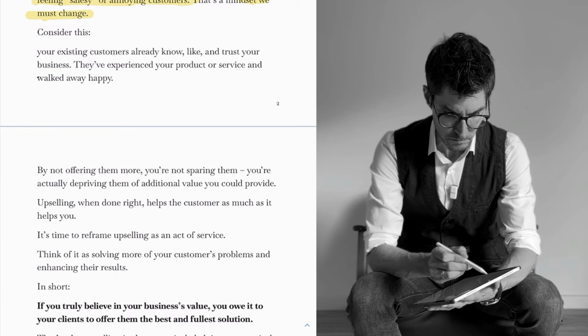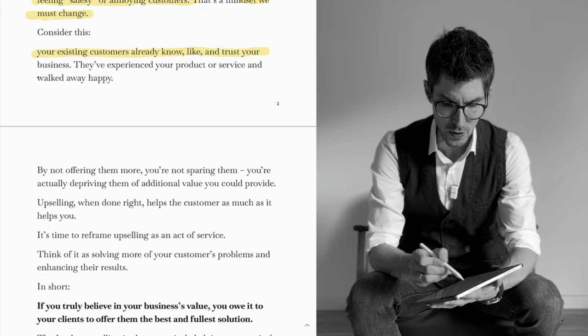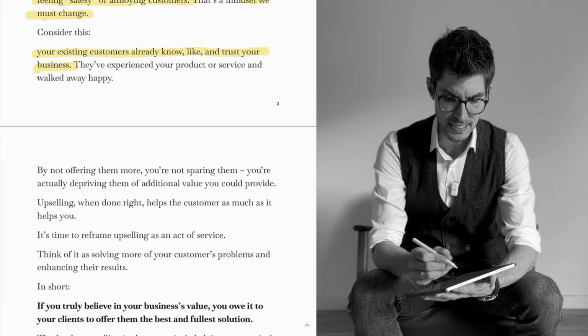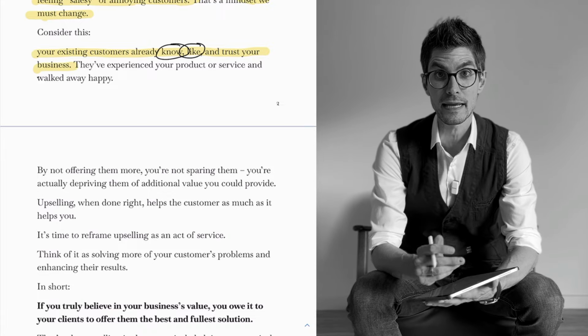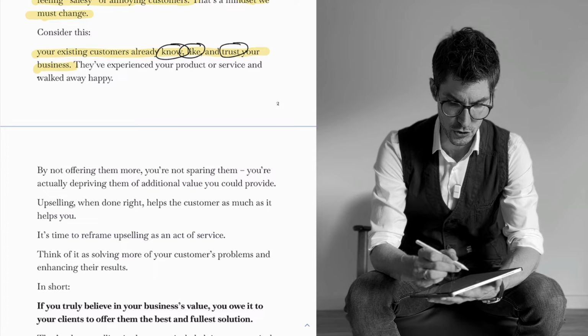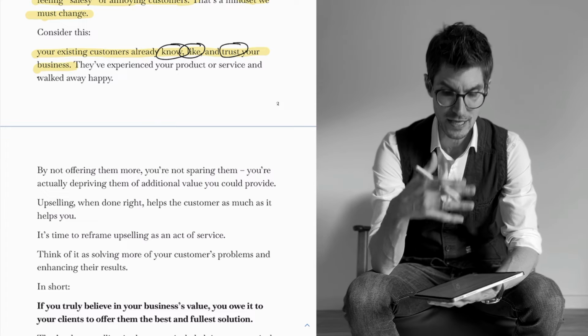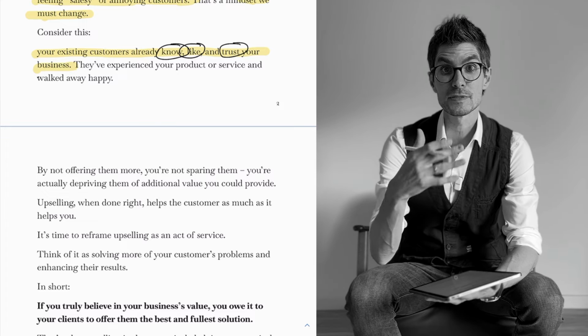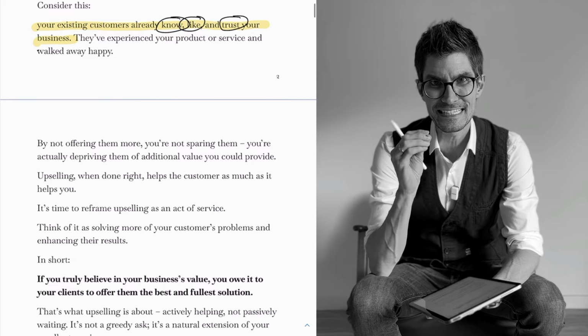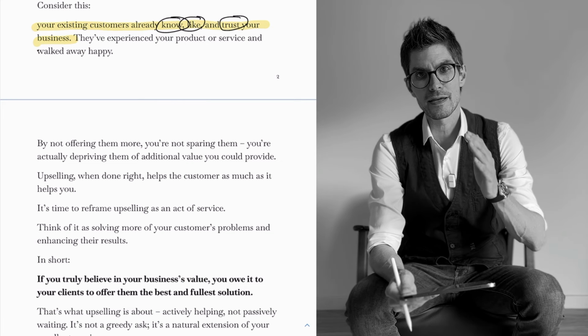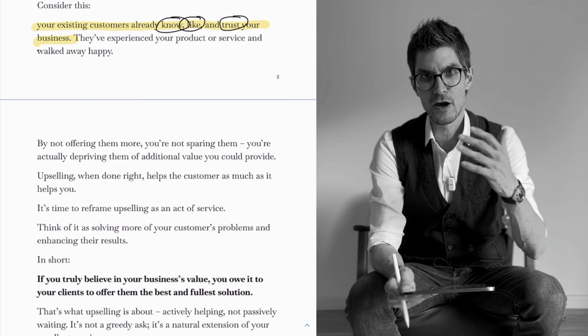Consider this. Your existing customers already know, like, and trust your business. These are normally the three things that cost a lot of money in marketing to actually accomplish: that they know you, that they like you, that they trust you. Your customers already do that. That's why it's the easiest sale, and that's why I'm saying it's almost like printing free money.